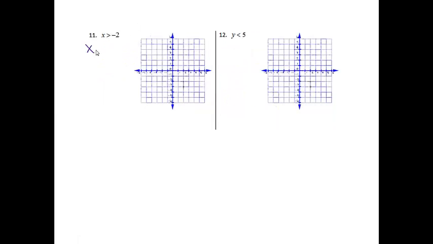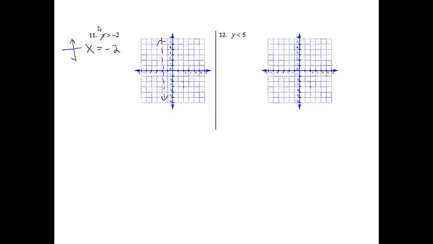Right, number 11, x is greater than negative 2. This one, we're going to graph the line x equals negative 2, and since we know the x-axis goes horizontal, x equals will go vertical. So we'll go to x equals negative 2, and we're going to put a vertical line. It's going to be a dashed vertical line because there's no equal sign in that answer, which means we cannot include any numbers on that line.